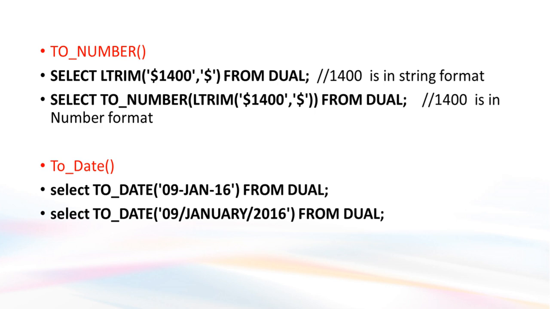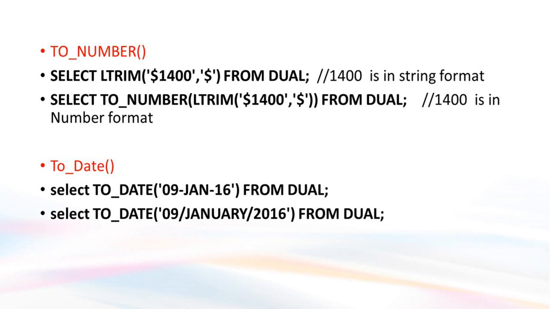Similarly, another one is to_date. So what will to_date do? This basically converts any type into date format. For example, if I say like this, this is a string. This is not a date, but it seems like a date. It seems like a date, but it is a string. So if I want to convert this to a date, then I need to use to_date. In that case, this will become a date.